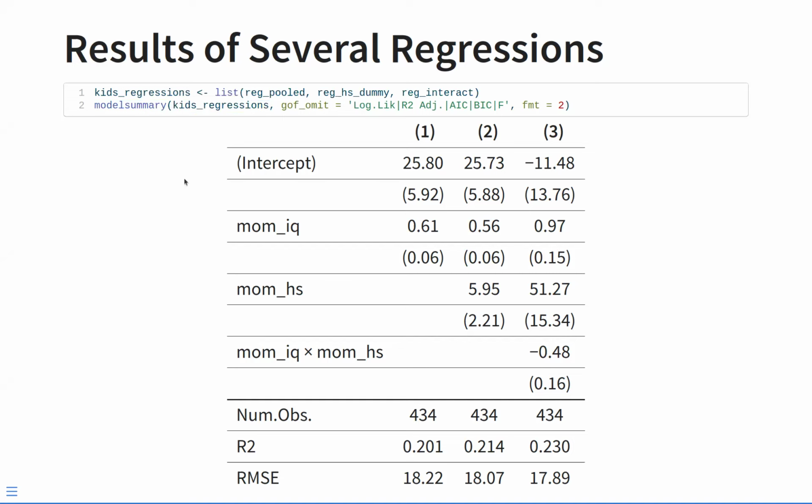And what do you know? I get this beautifully formatted regression table that lines everything up nicely. So we can see how the estimates change as different regressors are added to the regression. And the titles up at the top are not that interesting. They're just 1, 2, 3. But if you want these to be different, you can construct a named list where you give reg_pooled, high school dummy, and interact names. If you do that, then the names will appear as the column headings.